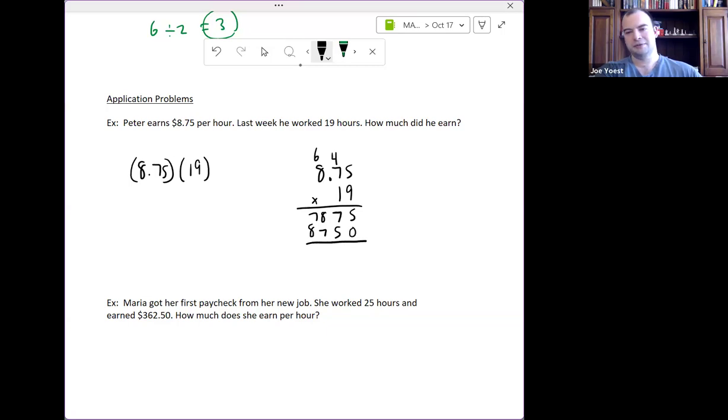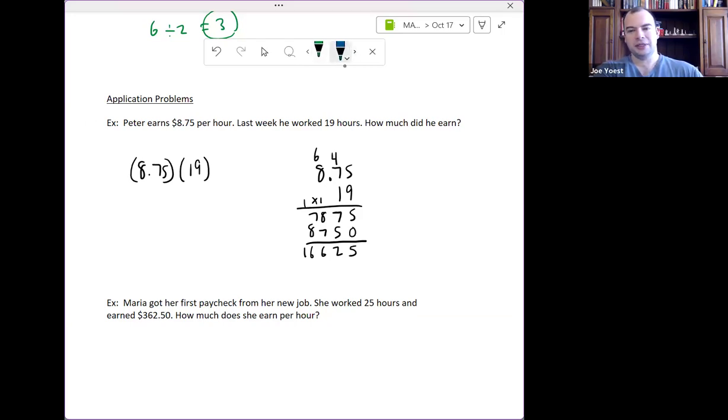And I add straight down. 5 plus 0 is 5. 7 and 5 is 12. Carry the 1. 7 and 8 is 15, plus 1 is 16. Carry the 1. And 8 plus 7 is 15, plus 1 is 16. So I get 16,625, or in other words, 875 times 19 is 16,625. That does kind of make sense, right? So if I had, say, 900 times 20, that would be roughly 18,000. That's kind of in the same ballpark.